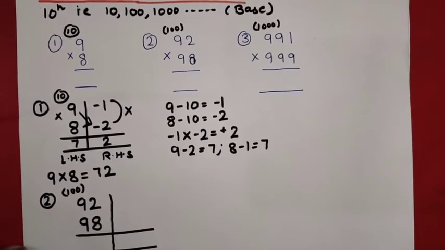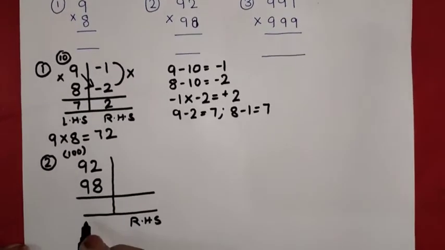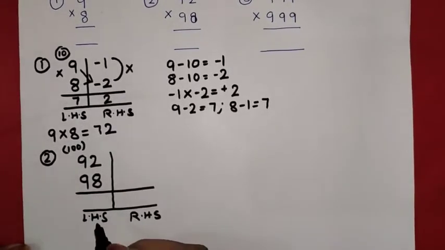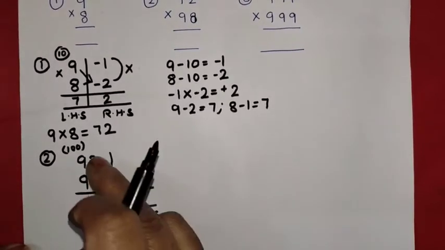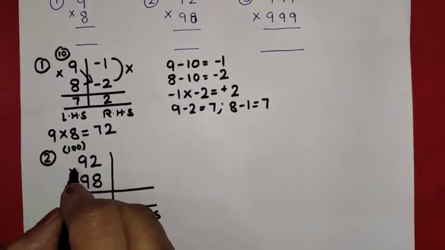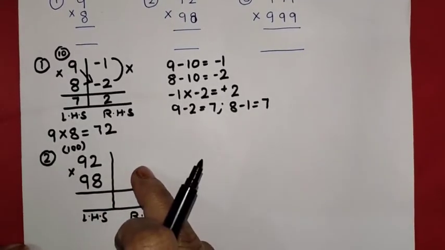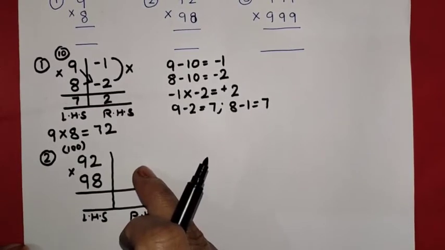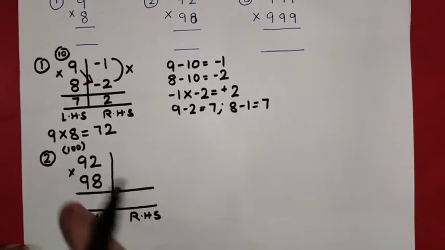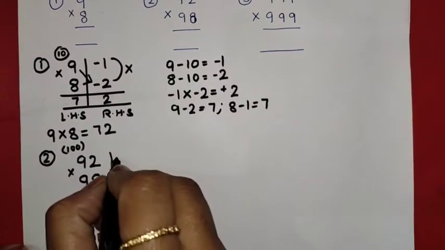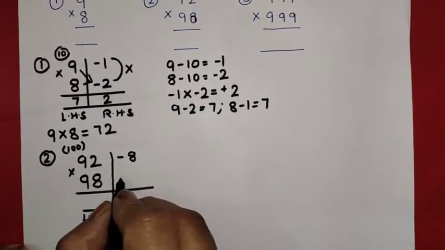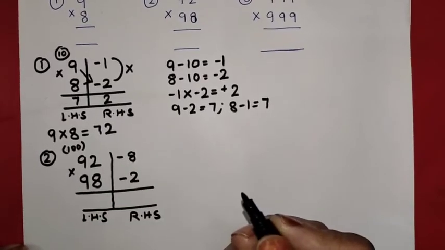Now to start with the question, you will divide your question in two parts. The right hand side part and the left hand side part. In left hand side part, you will simply write the numbers you want to multiply. You have written here, right? And on the right hand side part, as I told you before, we will write the differences. The differences of our numbers from the base. Now 92 is how much less than base 100? It is 8 less than base 100. And number 98 is 2 less than base 100.